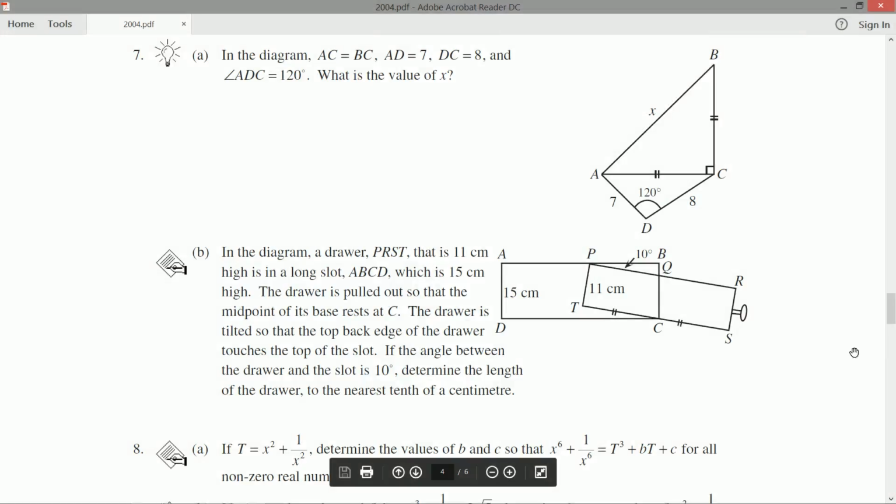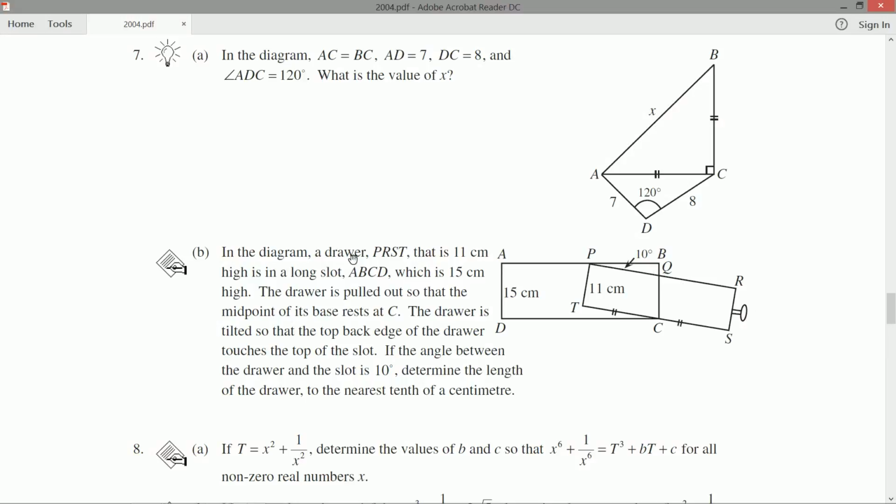B part, the written part, the thing we should probably be explaining with sentences and fun diagrams. Speaking of which, in the diagram, a drawer, P-R-S-T, that happened to Q. Oh, there's Q. So we're going to use Q later.